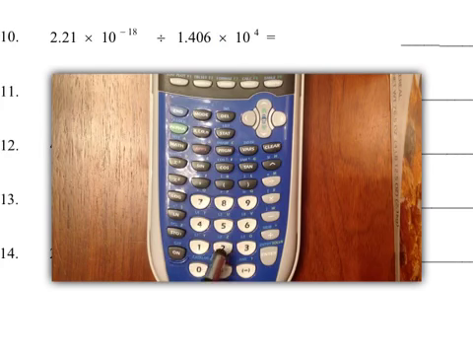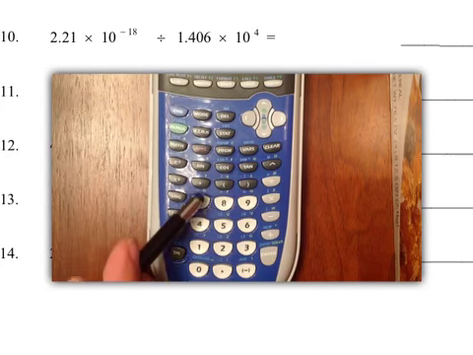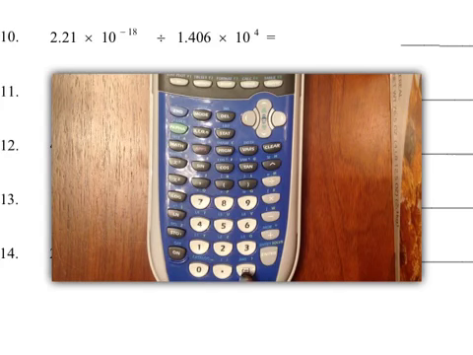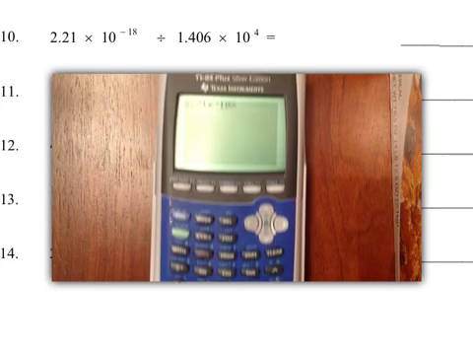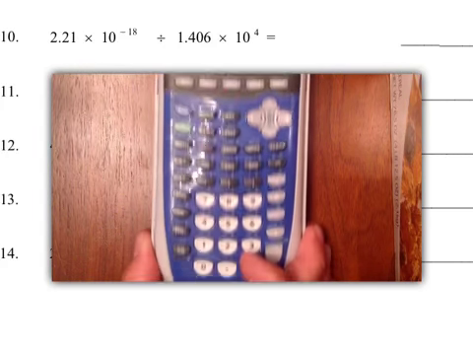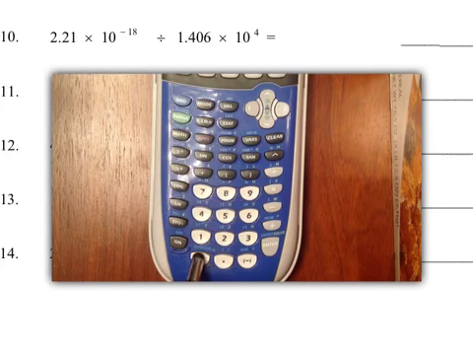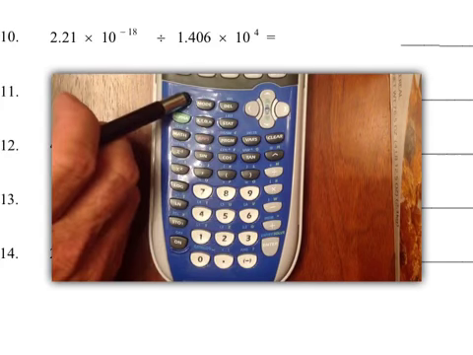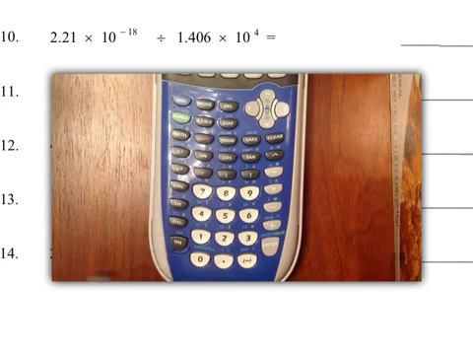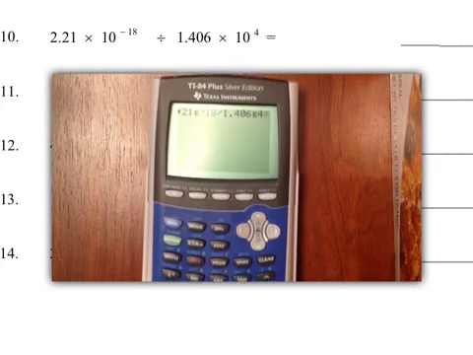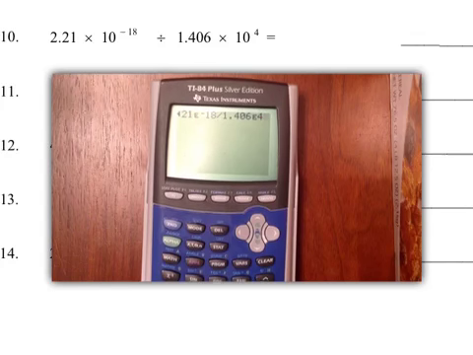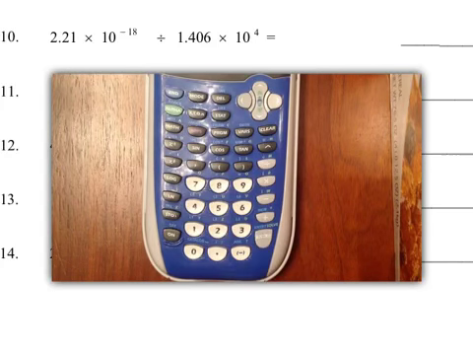Okay, so now what we're going to do is 2.21 times 10 to the, so we're going to hit the EE button, and now we're going to use this one here, and then we simply enter the exponent, and what you'll see is we have times 10 to the negative 18th. Then we're going to say divided by 1.406 times 10 to the, which is our EE button again. Now we're going to say 4. You'll see now we have both our values here.